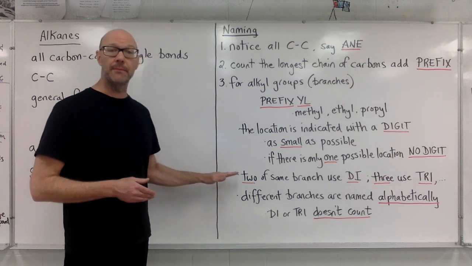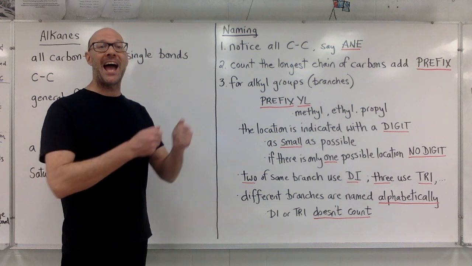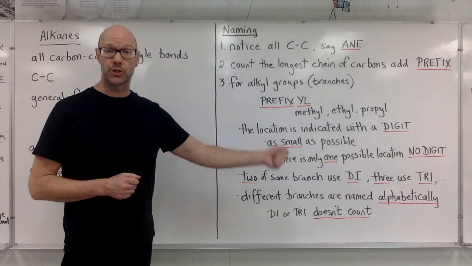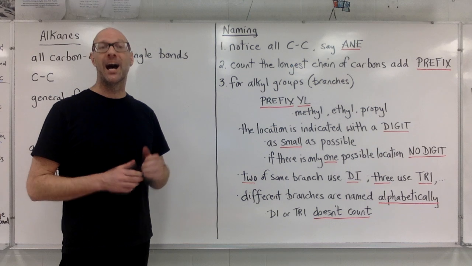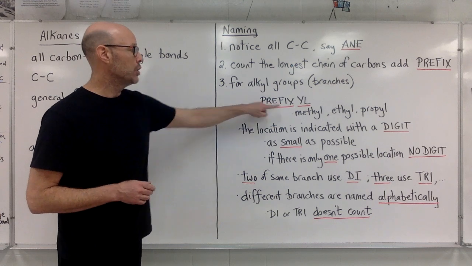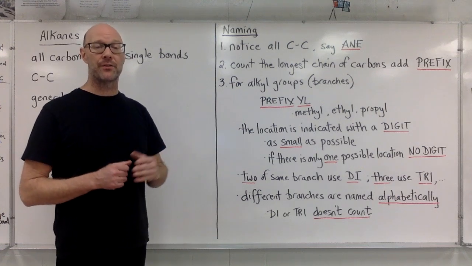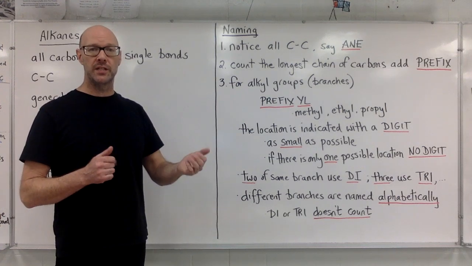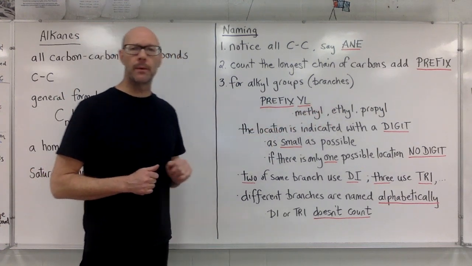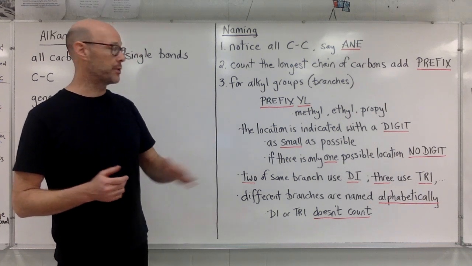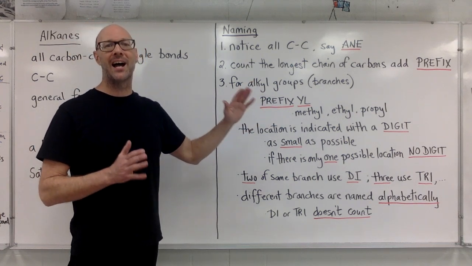If we have the same kind of branch, then we're going to add a di at the front. Or if there's 3, a tri. If there's 4, a tetra. So if we had 2 different methyls, we would call that dimethyl. If we had 2 different 2-carbon branches, we would say diethyl. If we had 3 methyls, then we would say trimethyl.